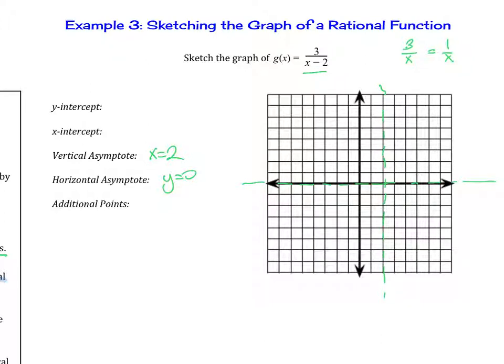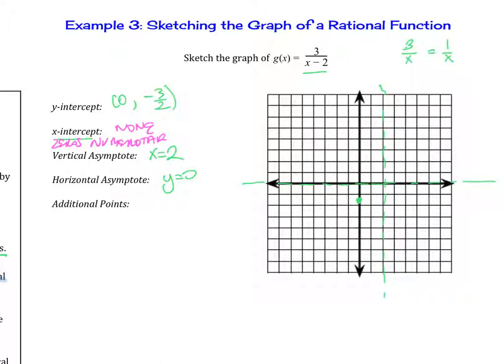Then the y-intercept is when x is 0, and that gives us negative 3 halves. So (0, negative 1 1/2) is right here, our y-intercept. Then the x-intercept is the zeros of our numerator, and we have a 3 in the numerator. So what that means is we don't have any zeros, or any x-intercepts. That makes it nice and fast to find. Then we need to plot some additional points.